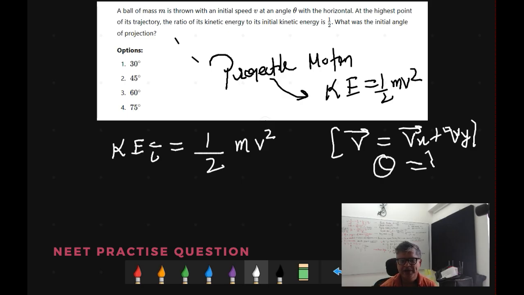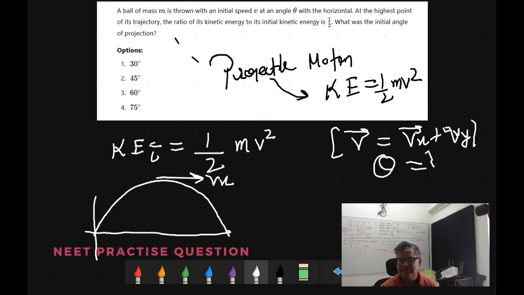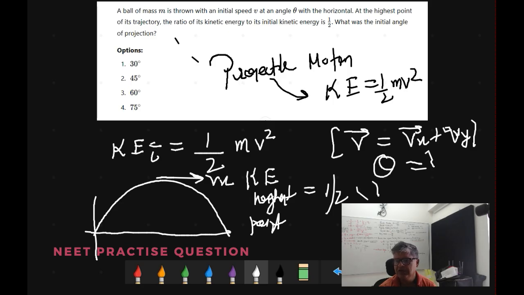Okay, so at the highest point of a projectile, you just have a vx. So the kinetic energy at the highest point is equal to half m vx square. This is the way you write the kinetic energy at the highest point.